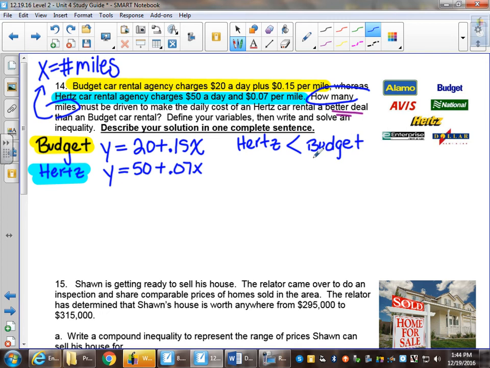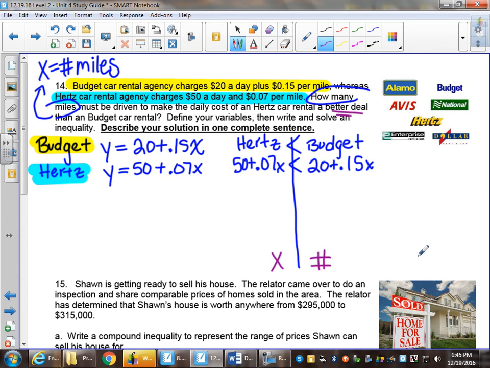This is what I mean by a word inequality. And what's awesome about it is it will help you to write the inequality correctly. We want to write Hertz less than budget. So 50 plus 0.07x less than budget, which is 20 plus 0.15x. And from here, it's awesome. We're ready to solve. Remember, when we have variables on both sides, we're working towards a goal of gathering anything with an x to the left and anything with a number to the right. So pause if this is not one you tried already and give it a shot.